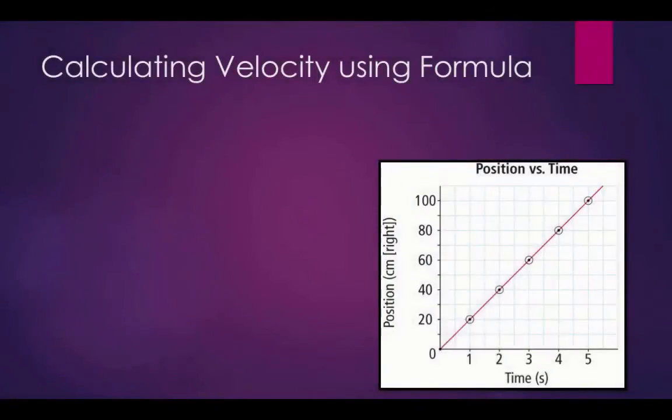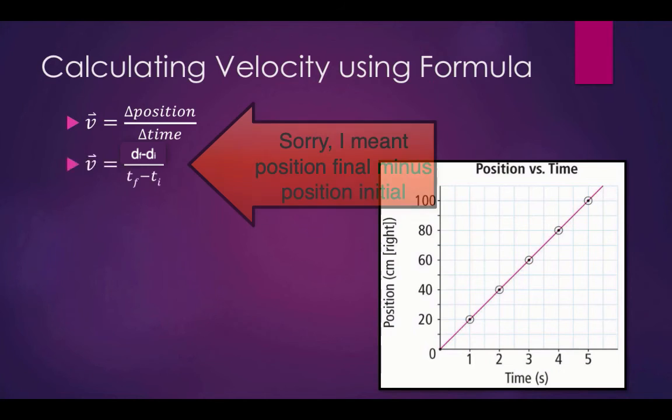Let's see what we get if we use the velocity equation. In this case, we do not need to use average velocity, as this is theoretical data and the data points are all perfect. Velocity equals change in position over time interval, which equals position final minus position initial divided by time final minus time initial.